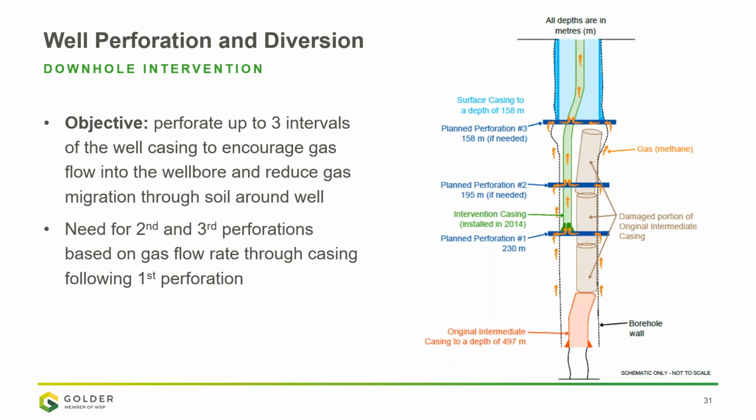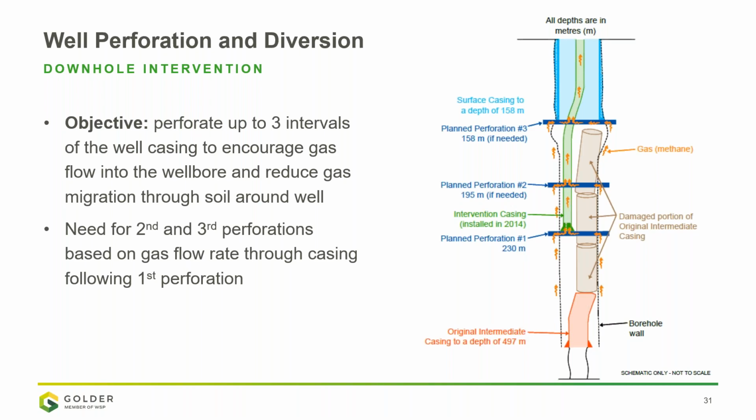And so the objective of the well perforation and diversion program was to perforate the casing of the well to encourage the gas flow into the wellbore and then reduce the gas migration through the soil around the well. So basically creating a pathway where the gas could migrate more easily in the wellbore itself and then be controlled at surface as it was coming up through a casing, rather than having the gas migrate up through the soil and disperse over a wider footprint.